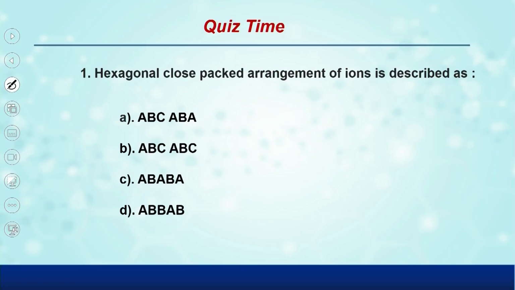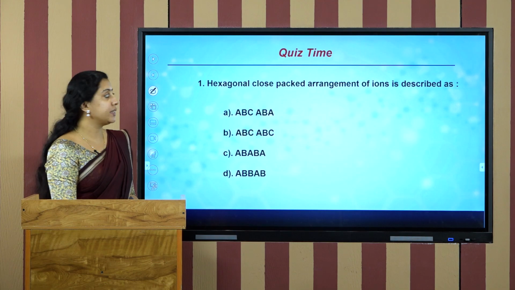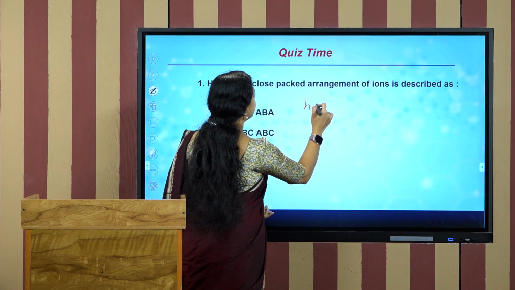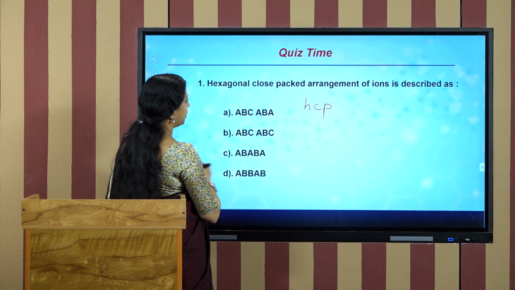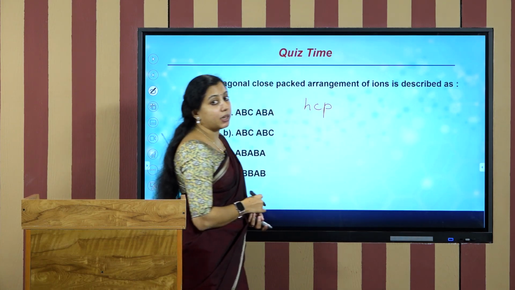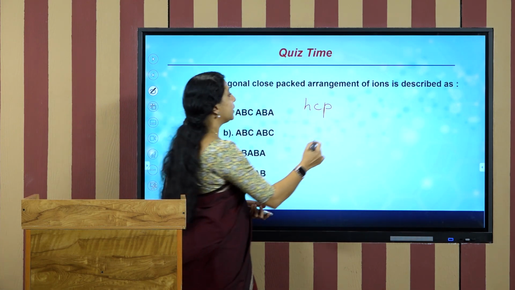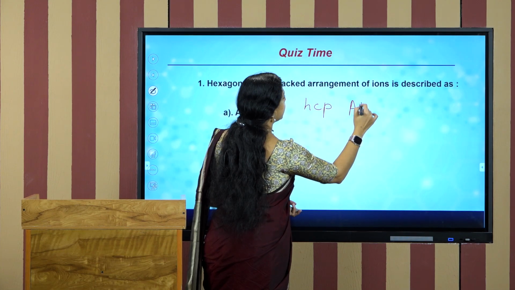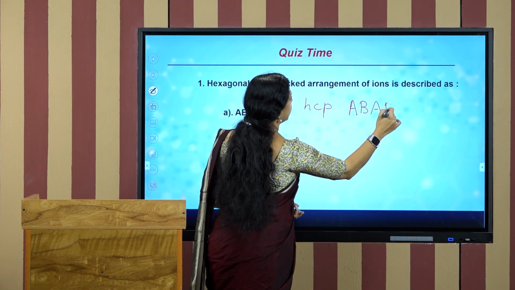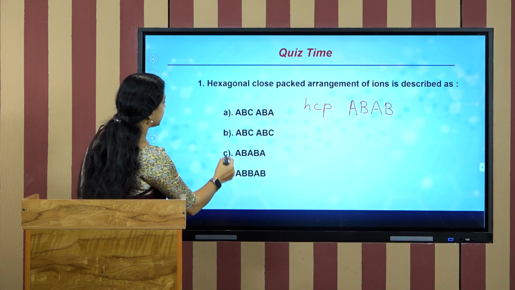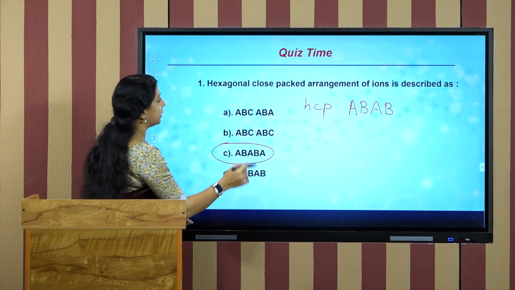Hexagonal close packed arrangement of ions is described as option A, ABC ABA, option B, ABC ABC, option C, AB AB type, and option D, ABBA. We have seen that in an HCP arrangement, the third layer of atoms is vertically aligned over the first layer. That kind of arrangement is called an ABAB type arrangement. So, the answer is option C, ABAB type.